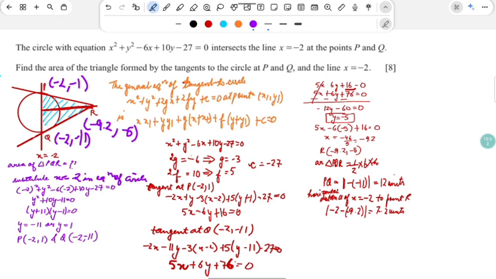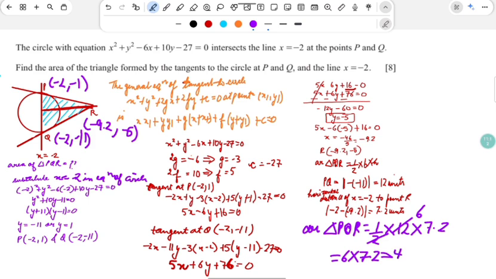So now finally I can substitute the value of base and height in the formula. So area of triangle PQR will be half into base. Base is 12 and height is 7.2 units. So now I can cancel this out. So it will be 6 into 7.2, which is equal to 43.2 square units will be the area of the triangle.